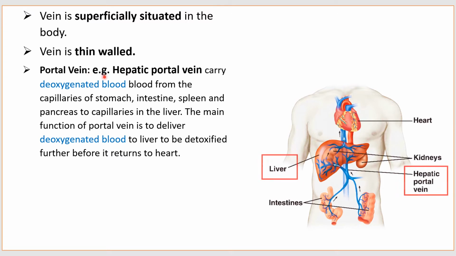Portal vein. Example, hepatic portal vein carries deoxygenated blood from the capillaries of stomach, intestine, spleen, and pancreas to capillaries in the liver. The main function of portal vein is to deliver deoxygenated blood to the liver to be detoxified before it returns to the heart.